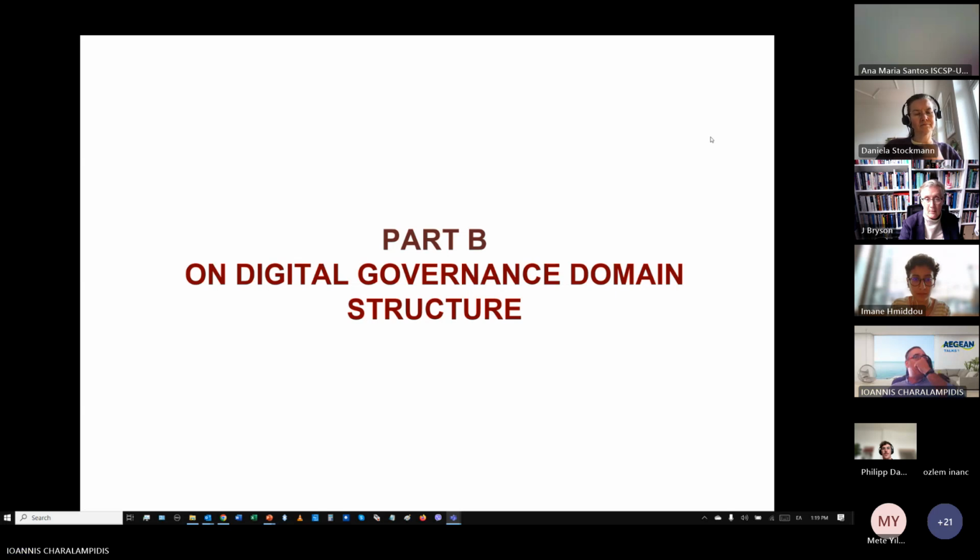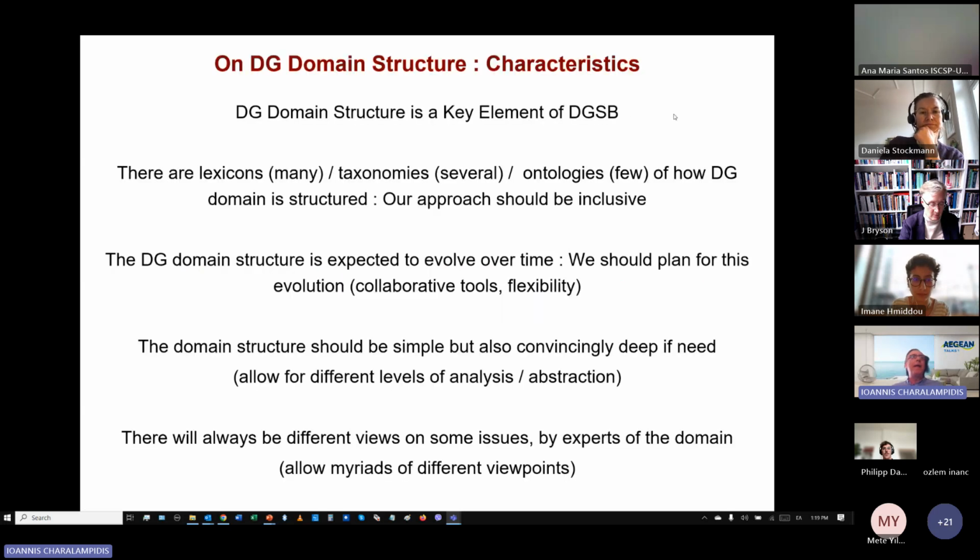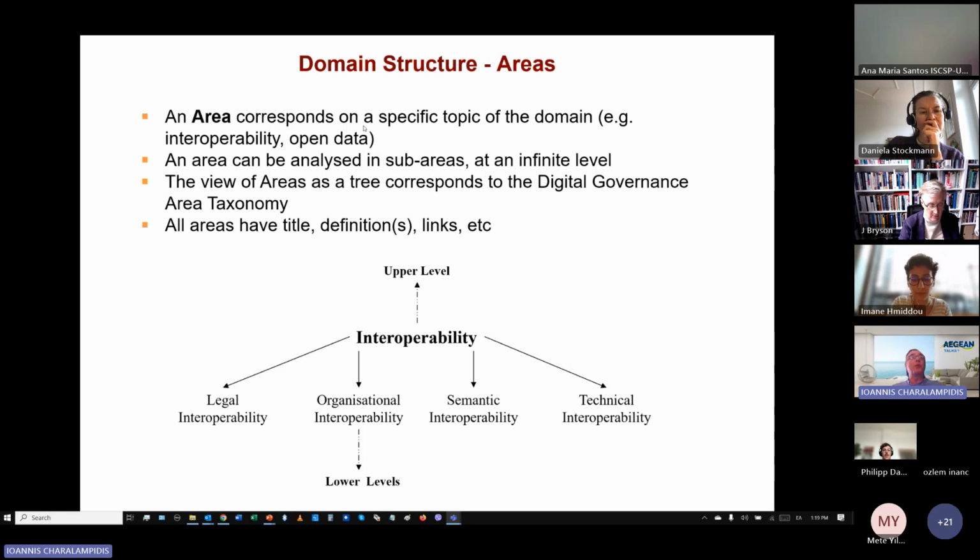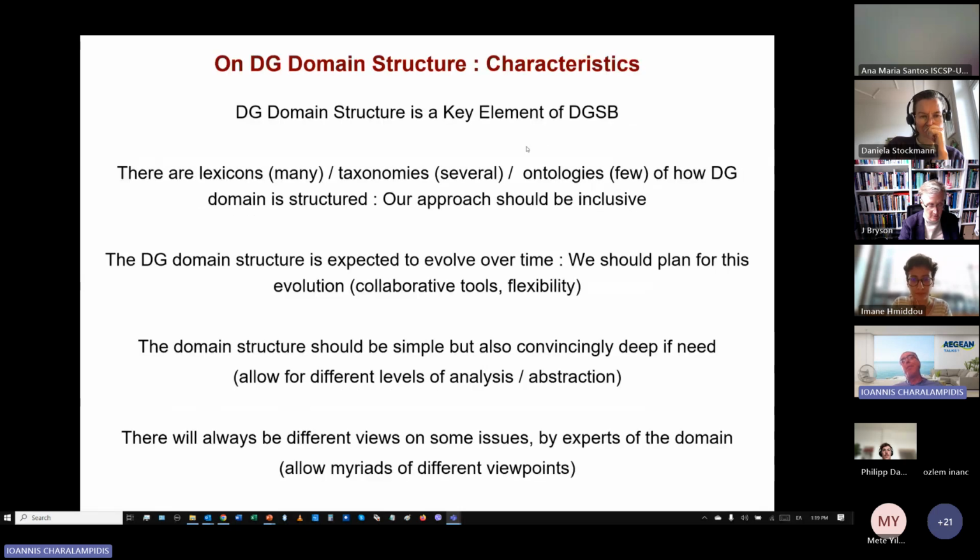Now, let's see a little bit about the domain. The domain structure, yes. What is the composition of this domain? You know, there are many definitions up to now, and there are many lexicons. Lexicon, I mean, just a list of areas. There are quite several taxonomies, which is structured hierarchies, and we also have a few ontologies about what are the subjects of the digital governance domain.